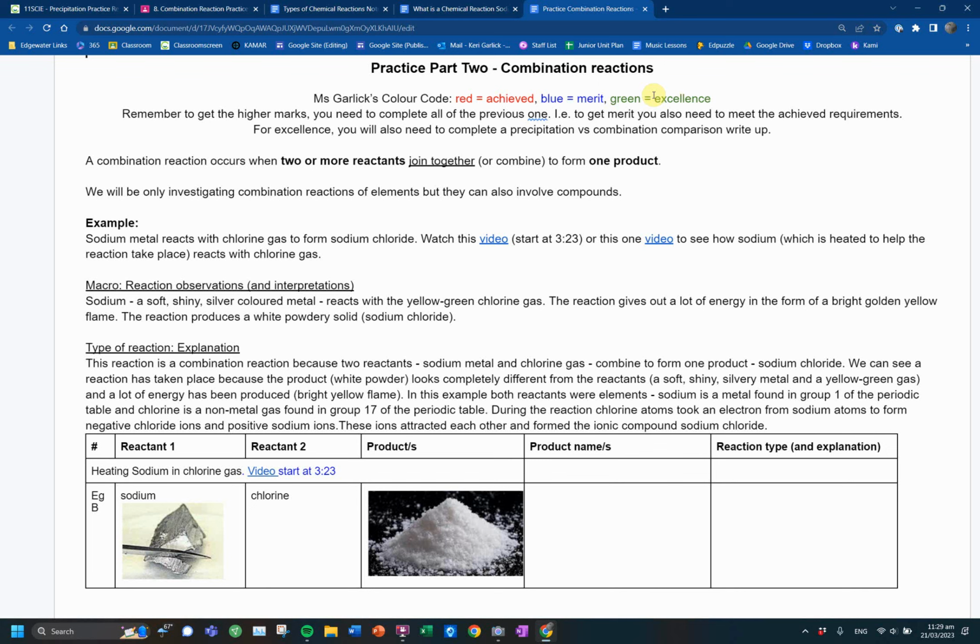The other thing you need to keep in mind for the excellence is that there is a comparison paragraph that you need to write, comparing between precipitation reactions and combination reactions. So these are the two that we have focused on.